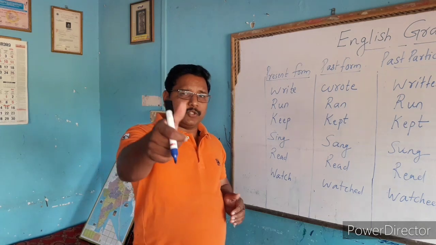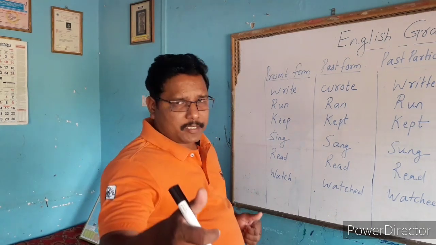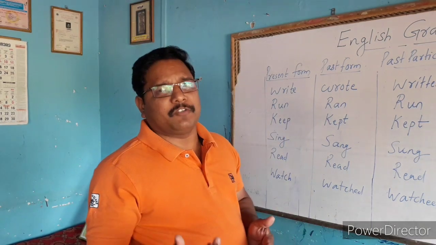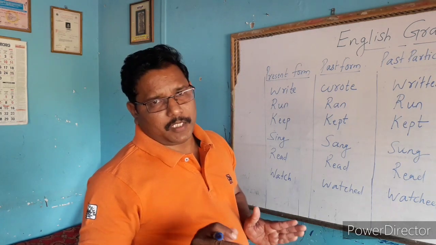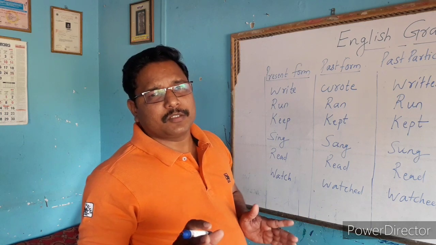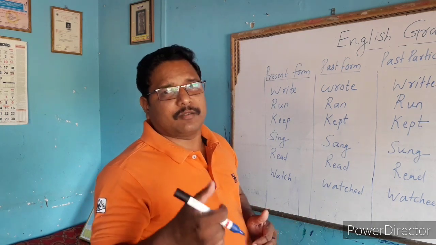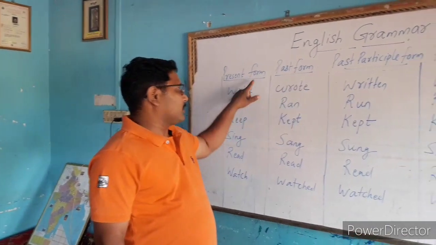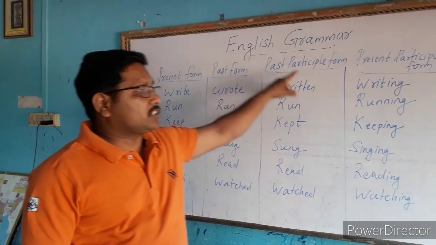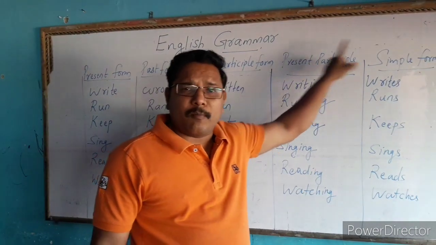So I challenge you, you must try to find out the verbs and change these verbs into the 5 forms. It is very easy to study. So you collect maximum verbs and try to change them into these 5 forms: present form, past form, past participle form, present participle form and simple form.